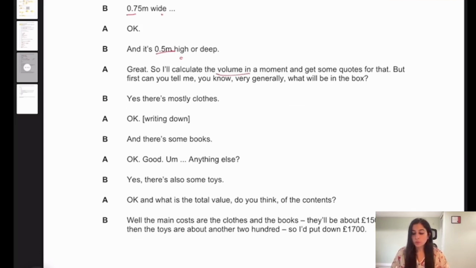Great, so I'll calculate the volume in a moment and get some quotes for that. But first, can you tell me, very generally what will be in the box?